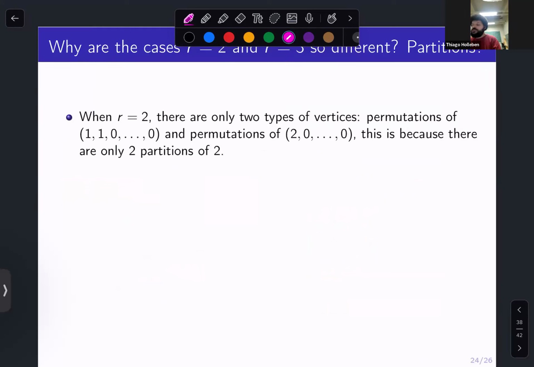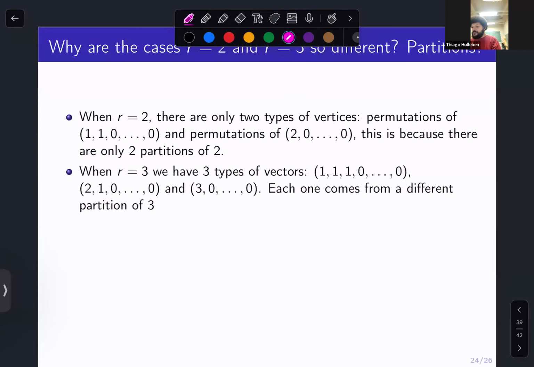So when R is equal to 2, there's two types of vertices. You either have a vertex that only has 1, 1, zeros, or you have a vertex that is 2 and zeros. And that's because you have two partitions of 2. When R is equal to 3, things get more complicated. So now we have three types of vertices. We have the 1, 1, 1 vectors, we have the 2, 1 vectors, and we have the 3, 0 vectors. Again, it's because of the number of partitions that we have.